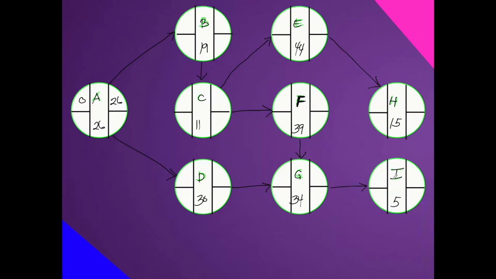Now that they are connected by our arcs, let's continue the interrupted forward pass. We have 0 and 26 as the earliest finish. Since that is 26, it becomes 26 here and here. So, 26 plus 19 will be 45. For D, 26 plus 30 will be 56. Since this is the earliest finish of activity D, that becomes the earliest start of activity G. So, 56.